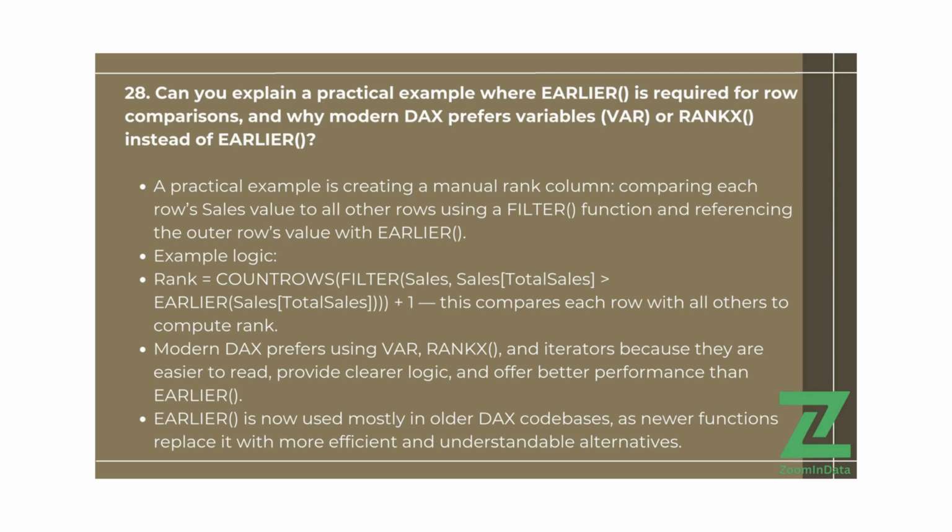A calculated column like Rank equals the count of rows in the Sales table where Total Sales is greater than the Total Sales of the current row, plus 1, essentially compares each row with all other rows. By doing this, Power BI assigns a rank based on total sales, with the highest sales getting rank 1. This method shows how EARLIER helps create row-by-row comparisons inside calculated columns.